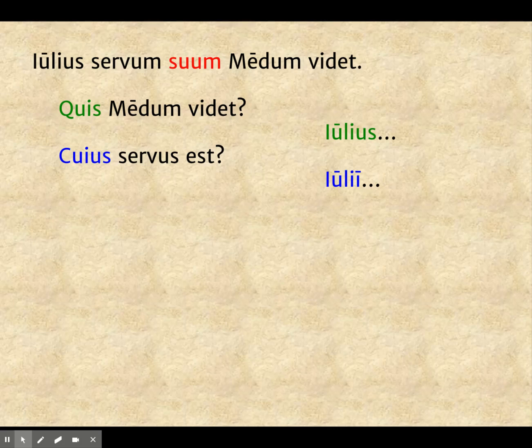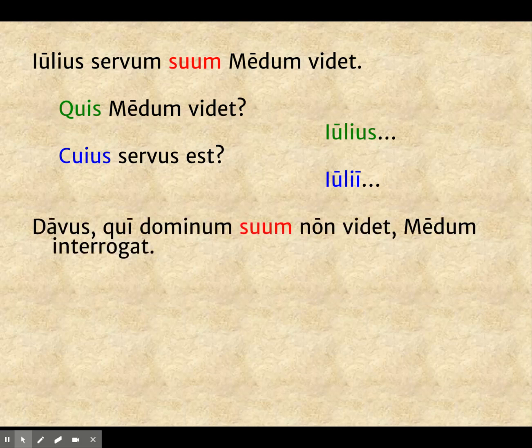So let's try that back again with this one. Julius servum suum magistrum videt. Quis magistrum videt? Hopefully you said Julius. Julius magistrum videt. Cuius servus est? Julii. Hopefully you said Julii servus est.